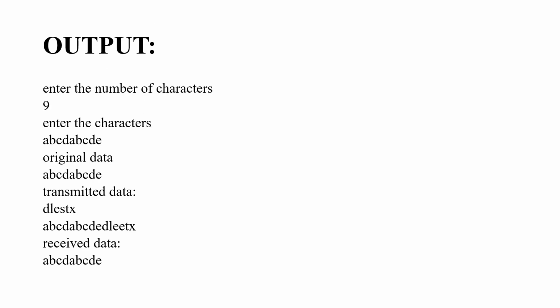So "Enter the number of characters": 9, so these are the 9 characters. The original data is this, the transmitted data is C. What all we have given: D, L, E, S, T, X. So these are the transmitted data, and then the received data will be like this. You will be comparing whether D is equal to A or not. So this is not equal, but then you are making it equal to A. So that is the received data.